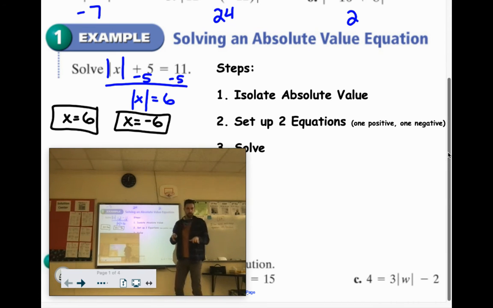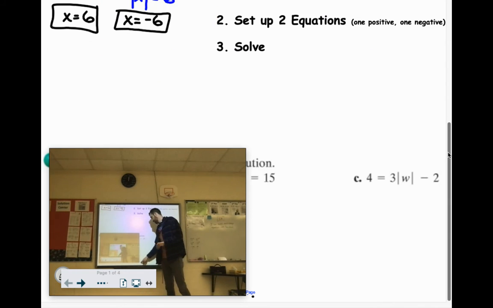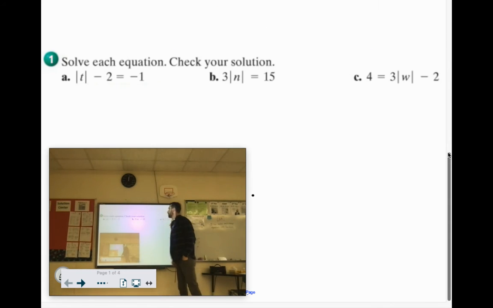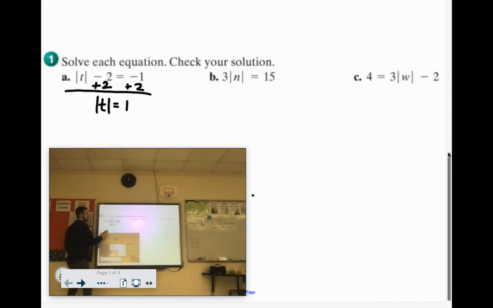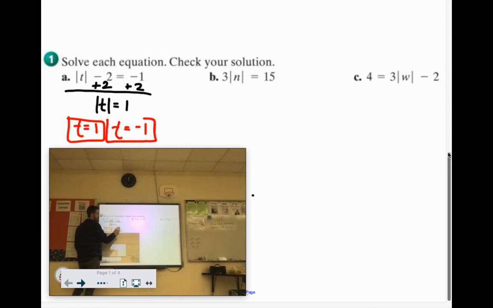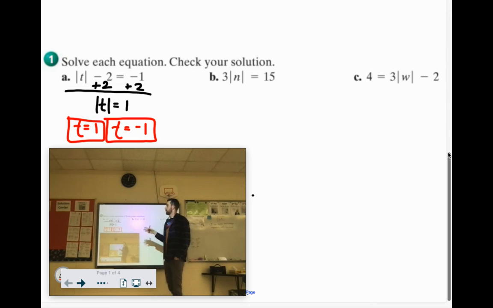Isolate, set up two equations, solve. Absolute value of t minus 2 equals -1. Add the 2 to both sides. Absolute value of t equals -1 plus 2 is 1. Here's where we'll set up our two equations. One, you just drop the symbols, that's solved, and then one, you do a negative version of the answer. That's solved. And sometimes there's more than just the variable in the absolute value symbols, so there's a little bit more to do, but we'll get there.